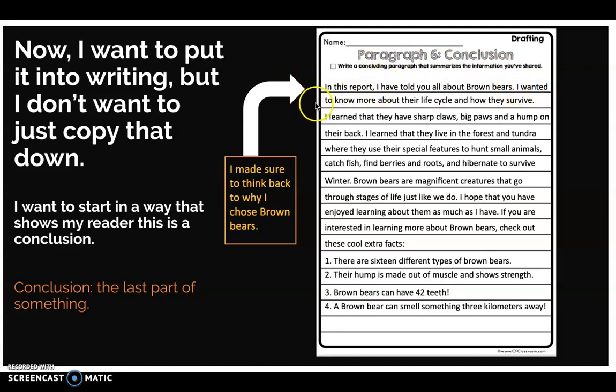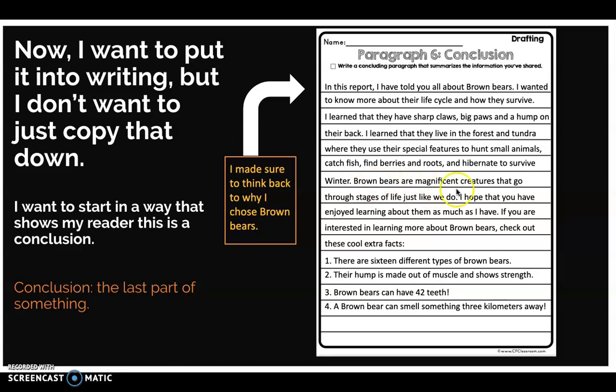I wanted to know more about their life cycle and how they survive. So if you go back to my introduction, that was what I said about why I chose to learn about brown bears. I learned that they have sharp claws, big paws, and a hump on their back. I learned that they live in the forest and tundra where they use their special features to hunt small animals, catch fish, find berries and roots, and hibernate to survive winter. That seems long and could be made into some smaller sentences.